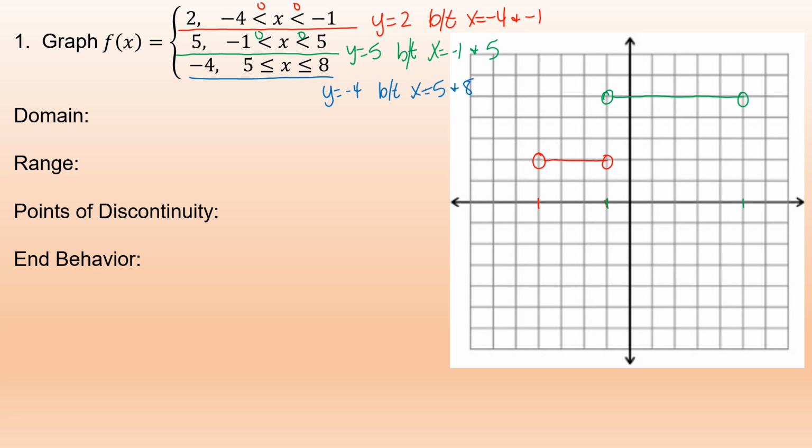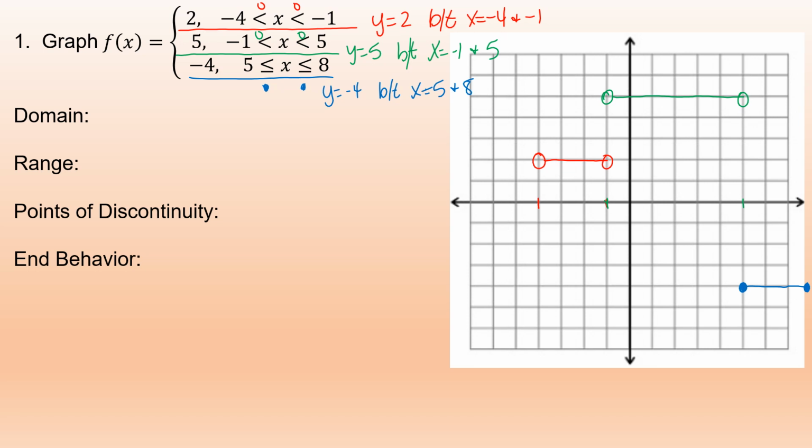And last but not least, y equals -4, and that is between the x values of 5 and 8. These are both closed circles. So at 5 on the x-axis, I'm going to drop down 4, put a closed circle, go over to 6, 7, and then 8. It's actually off the graph. That's okay. And there are my segments. That's it. You're done.